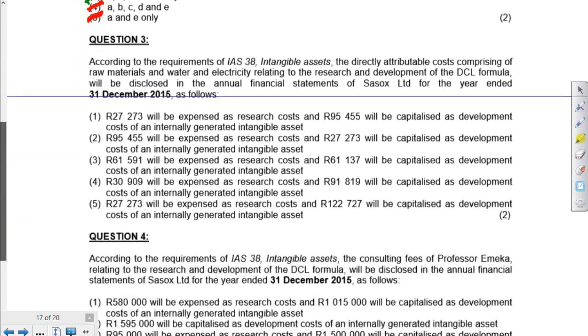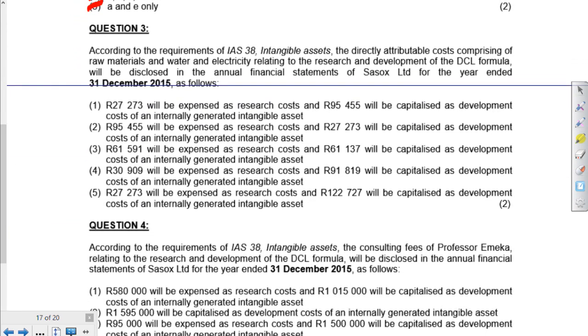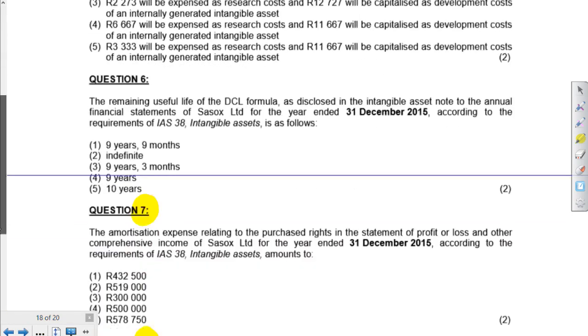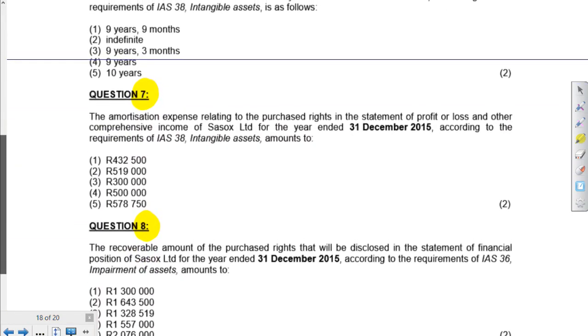All right, then question 3 we couldn't do, or 4, or 5, or 6, so we were on 7. The amortization expense for the purchased rights is, Nikita, what did you have? 3 for the year ended December 15. What did you say? 2. How did you work out 3? So you're confused with 8. It's 2595 divided by 5, isn't it? 1 year of amortization is that one, 519.